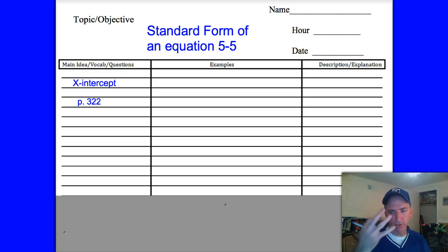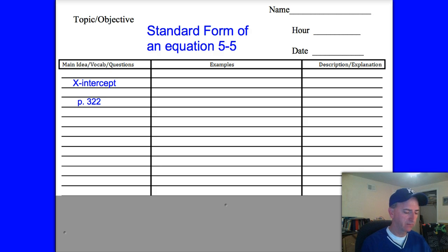Here, this will be our third equation that we're learning for linear equations. And we'll look at it and see how to turn things into this form of an equation. And we will look at it and see why it's valuable for us.